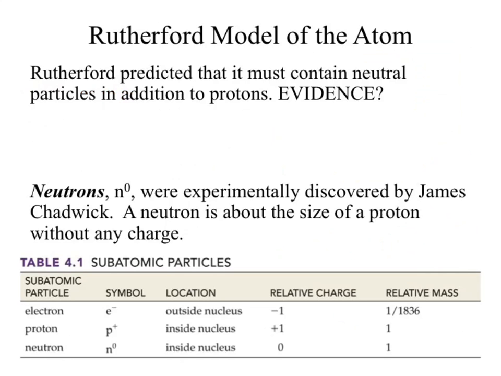Rutherford also predicted that we must have neutral particles in addition to our protons. Okay, why would he say that? We got two big pieces of evidence that we could rely on in that case. Okay, number one, they could determine the mass of the structure of an individual atom. They could predict that at this point.